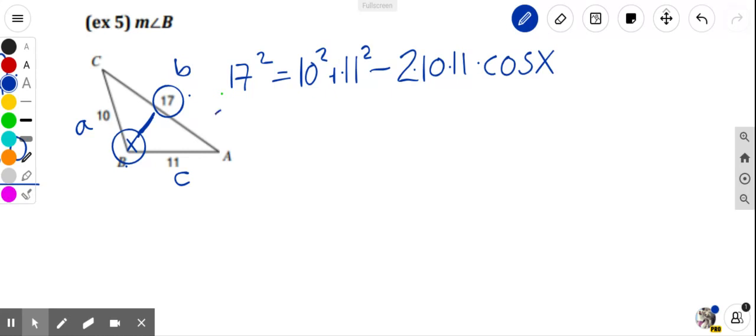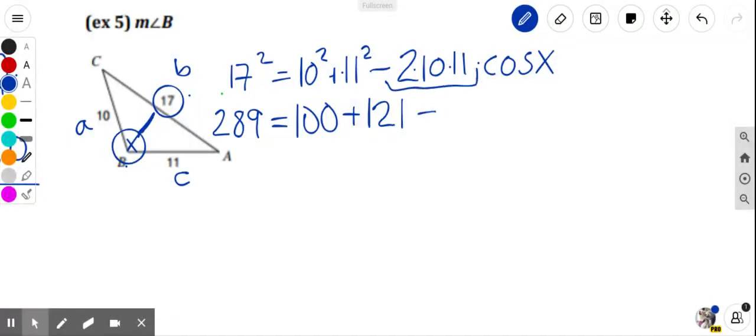So 17 squared is 289. 10 squared is 100. 11 squared is 121. And then you can do this part right here. So minus 2 times 10 times 11 is 220. And then cosine of x.